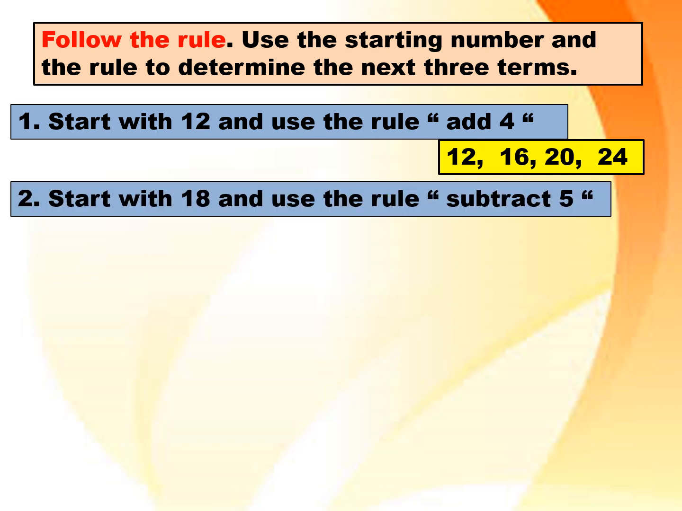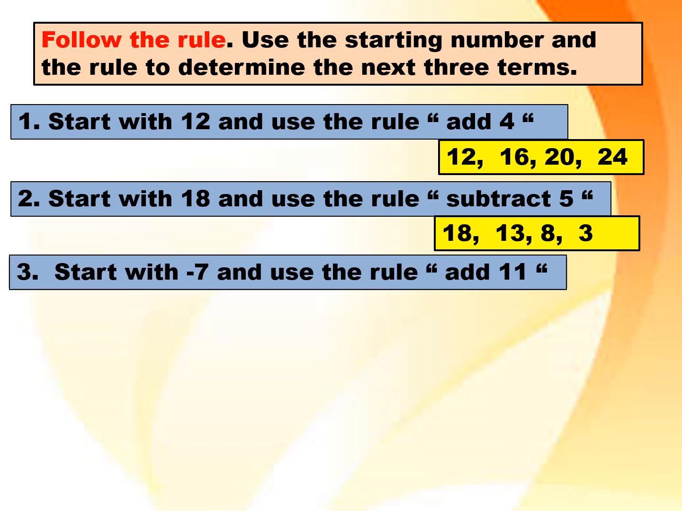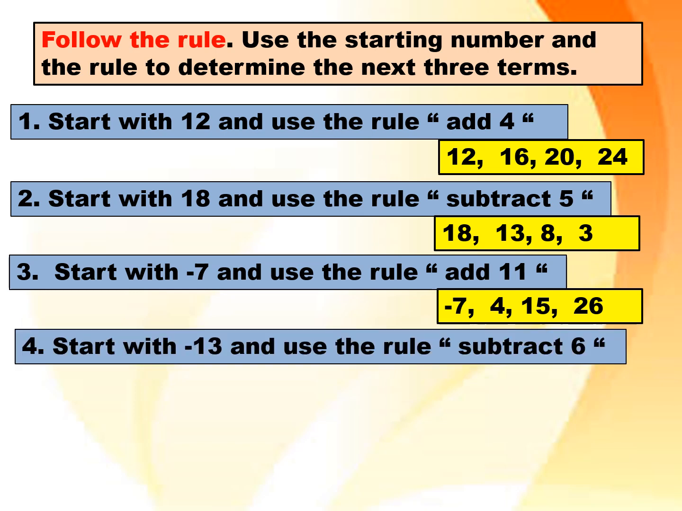Second example, start with 18 and use the rule subtract 5. The numbers are 18, 13, 8, and 3. Third example, start with negative 7 and use the rule add 11. We will then have negative 7, 4, 15, and 26. Fourth example, start with negative 13 and use the rule subtract 6. The sequence will be negative 13, negative 19, negative 25, and negative 31.